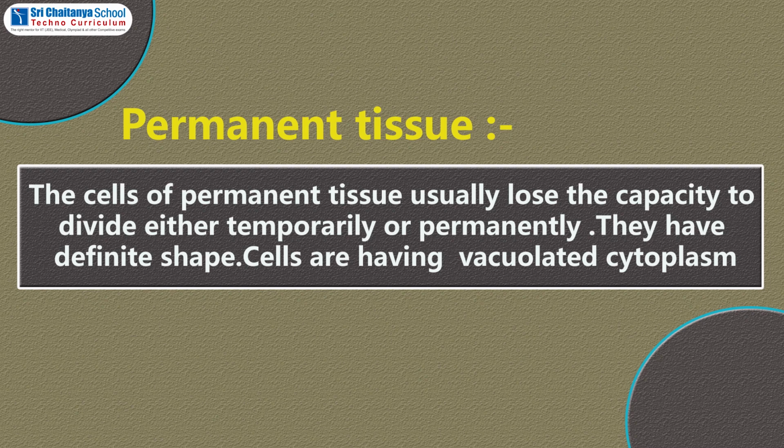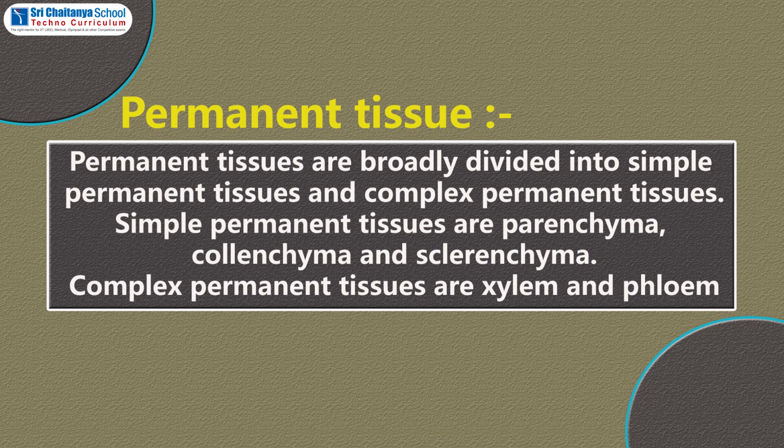Permanent tissues. The cells of permanent tissue usually lose the capacity to divide either temporarily or permanently. They have definite shape. Cells have vacuolated cytoplasm. Permanent tissues are broadly divided into simple permanent tissues and complex permanent tissues. Simple permanent tissues are parenchyma, collenchyma and sclerenchyma. Complex permanent tissues are xylem and phloem.